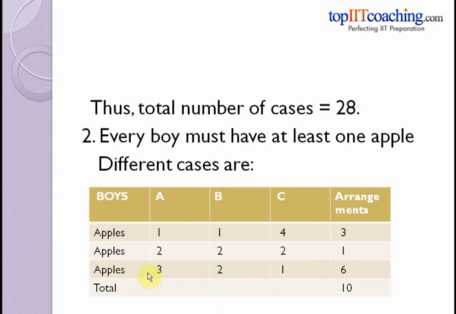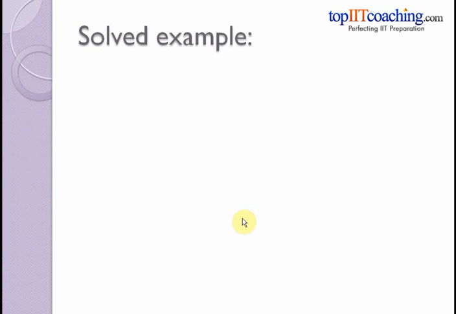And for case number 3, that is A getting 3 apples, B getting 2 apples and C getting 1 apple. The number of arrangements is equal to 6. So the total number of arrangements is equal to 10. We can say we have 10 different cases. So 10 is the number of ways we can actually distribute the 6 identical apples to 3 boys, such that every boy receives at least 1 apple. Thus we see that the answer which we obtained through this method is equal to the answer which we obtained through the formula. Let's try and solve another problem.